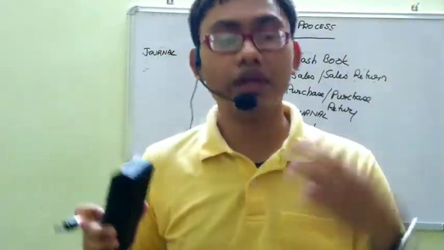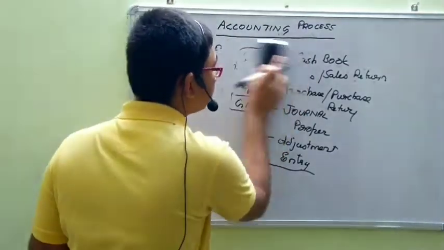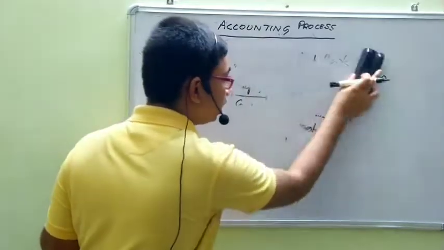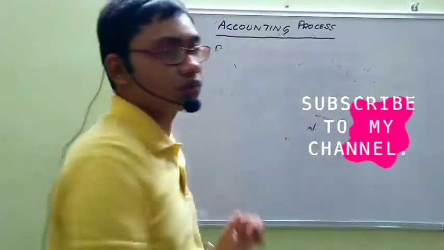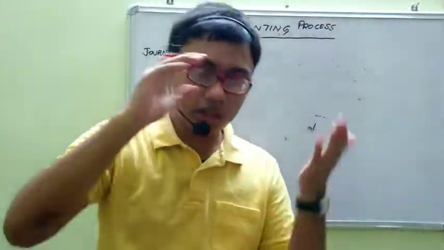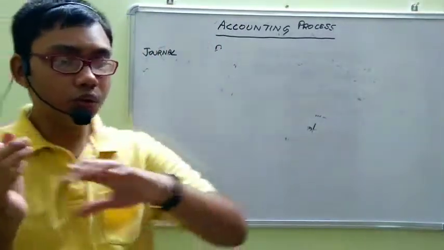Now what do we do next? Every transaction has been recorded systematically. There is nothing left. Now what do we do? But we can't infer anything from the journal, because even the subsidiary books are this bulky. So what do we do? We group them.